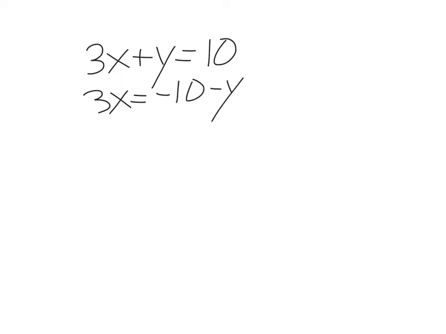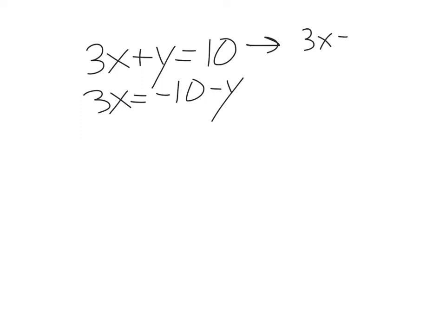Here is where this one gets a little bit trickier because I don't have one variable solved for. In order to use the substitution, you have to have one of the variables by itself. And I don't have that in here. I have 3x plus y equals 10. I have 3x equals negative 10 minus y, but that doesn't solve for anything. So what I probably need to do is take this equation here and solve it for y.